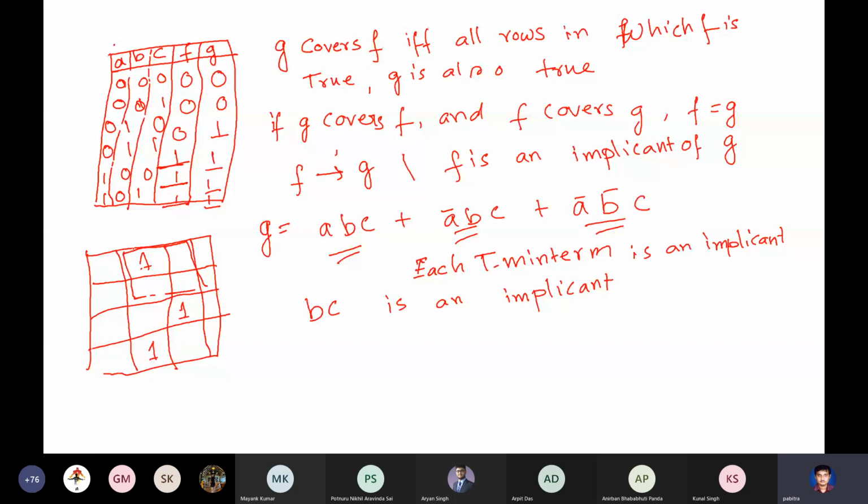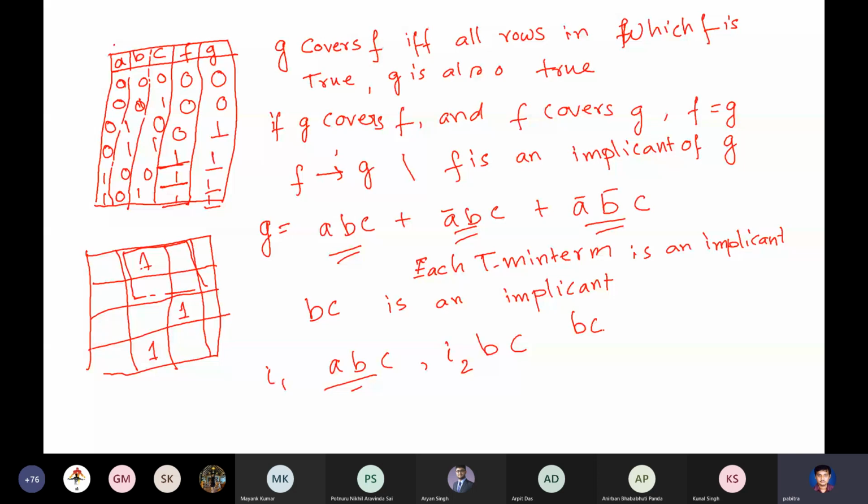Okay. So now, note one thing. If I look at this implicant, for example ABC, this is one implicant, let's call it I1, and BC, this is another implicant, let's call it I2. There is an ordering among these. What is the ordering? We say that BC is an expansion of ABC.